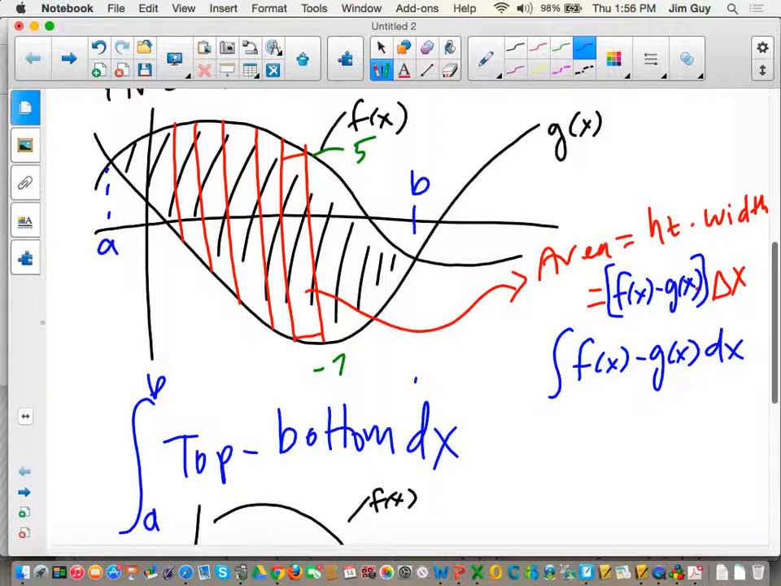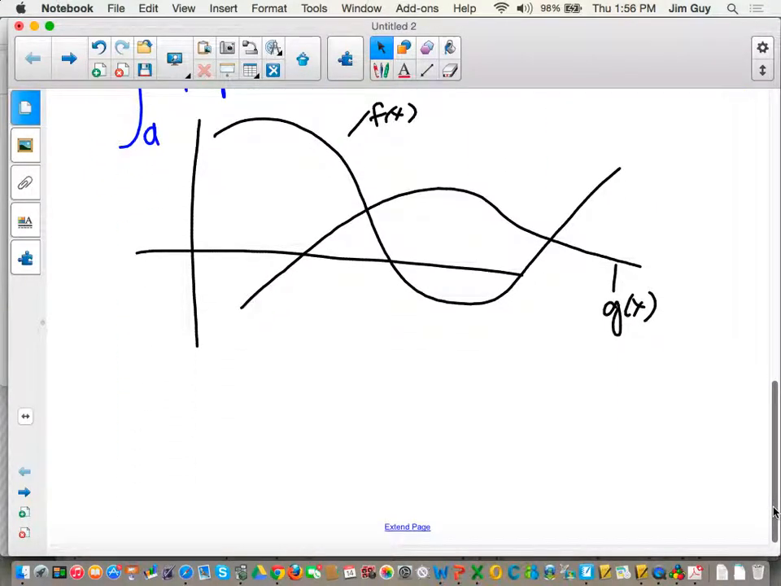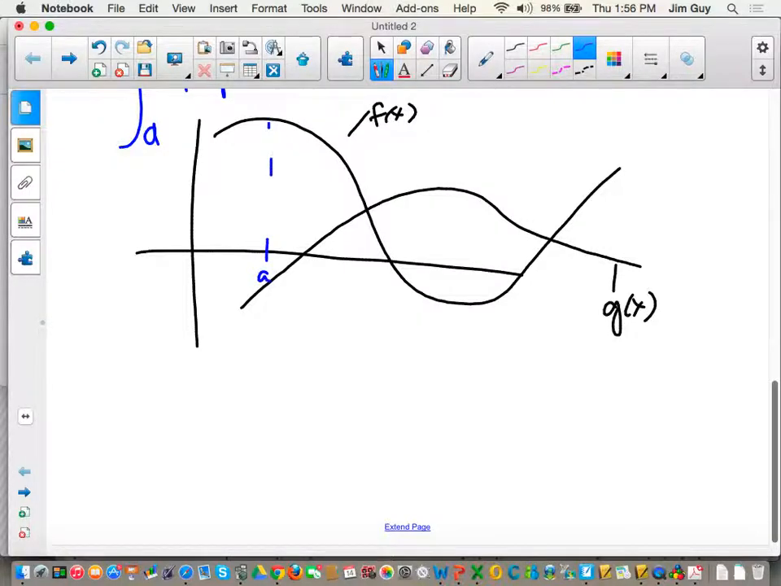Okay, so don't forget, you will have limits. You'll need to figure those out. Same story here. Let's say that they're going to tell you to go from here, A, to maybe here, B. So we have this area defined.